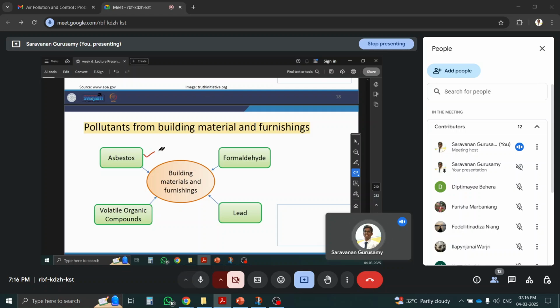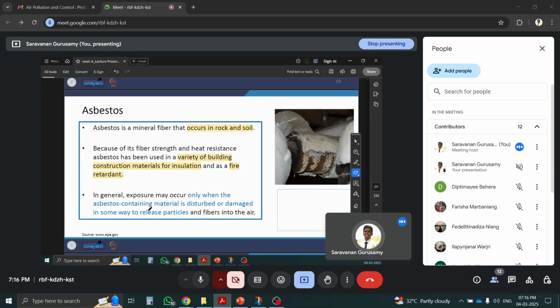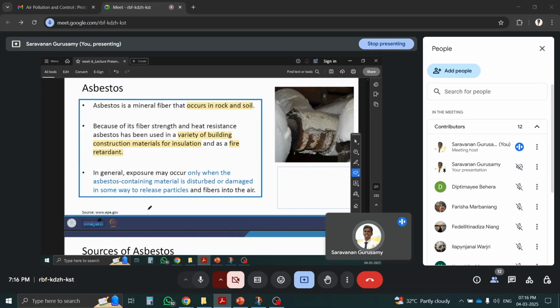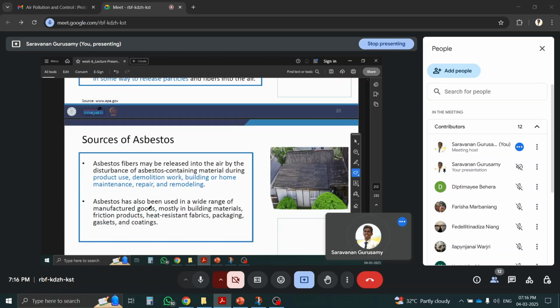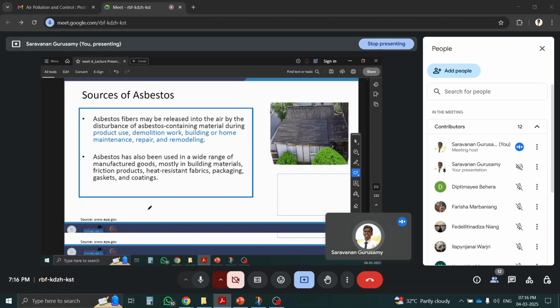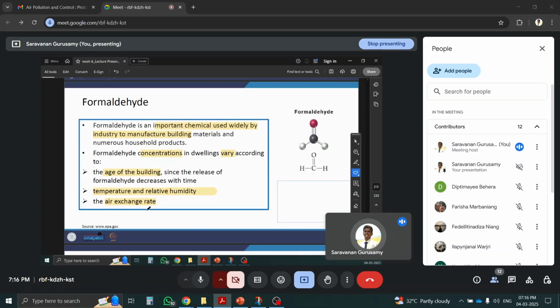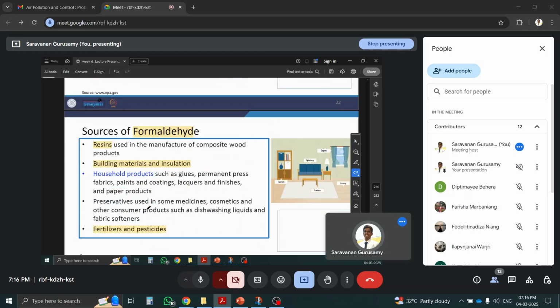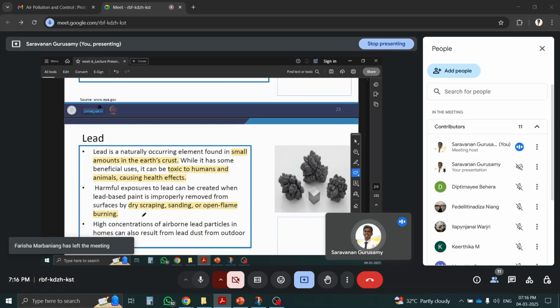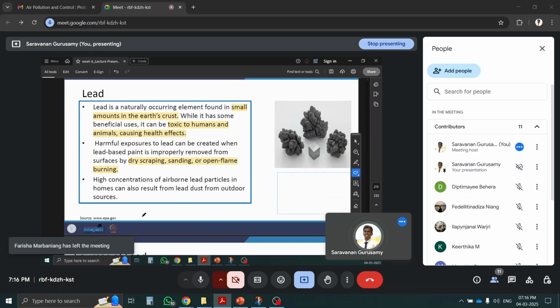And building materials: if you see, asbestos, formaldehyde, lead, and VOCs are major pollutants. So asbestos comes from rocks and soils, and they release fine particles. And formaldehyde is a chemical used in the manufacturing industries. So their concentration may vary according to the age of the building, temperature, and the air exchange rates. Formaldehyde is a resin used in the manufacturing of composite wood, so you can see this in every furniture. And it is also available in fertilizers and pesticides.